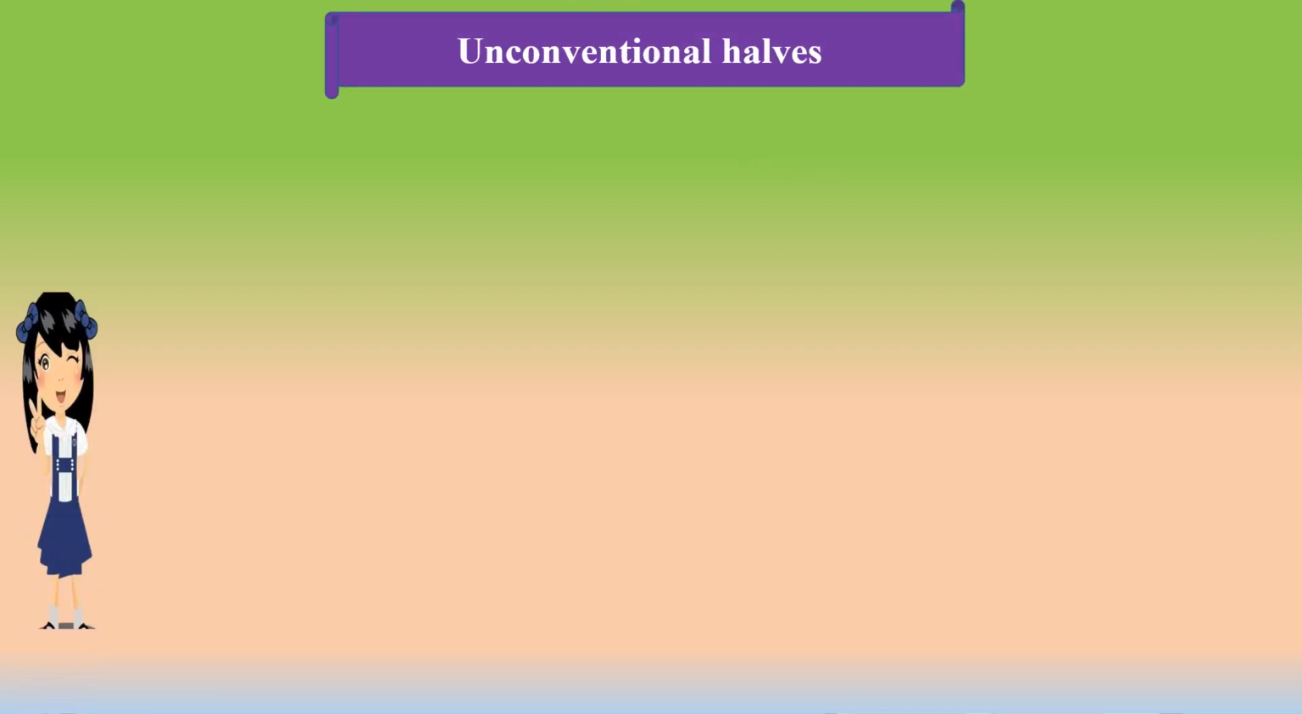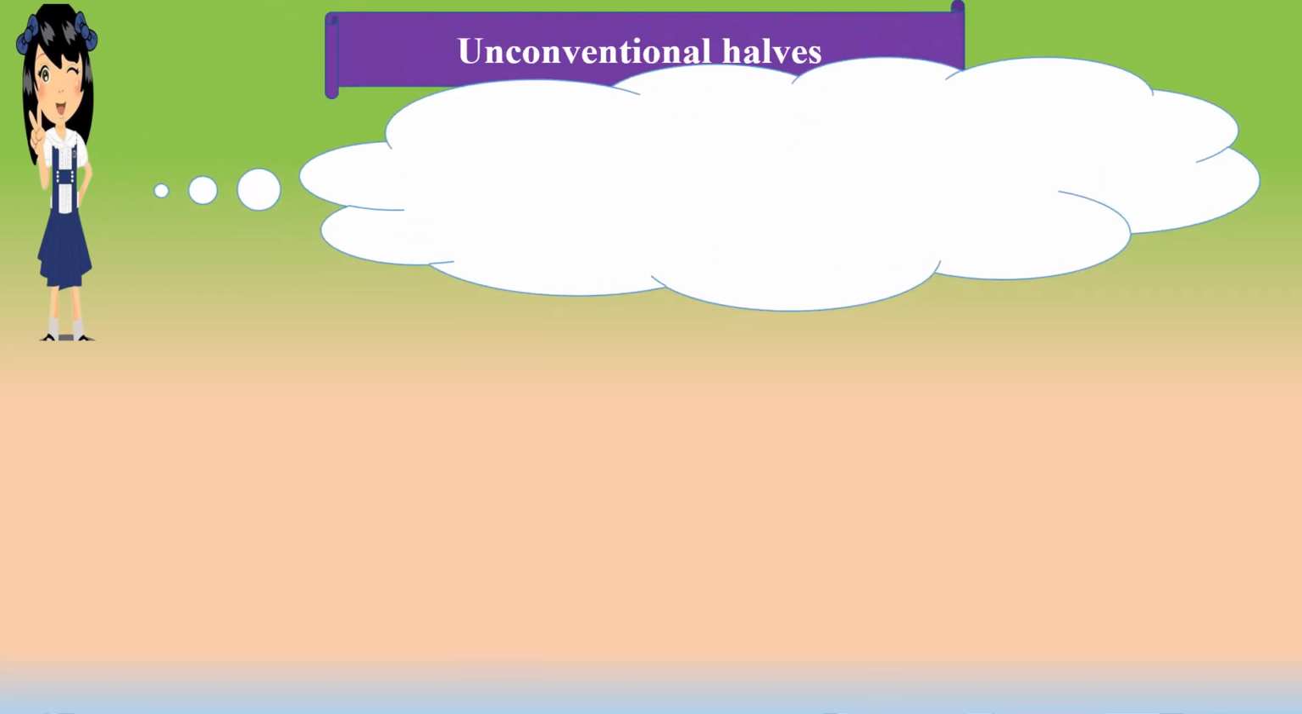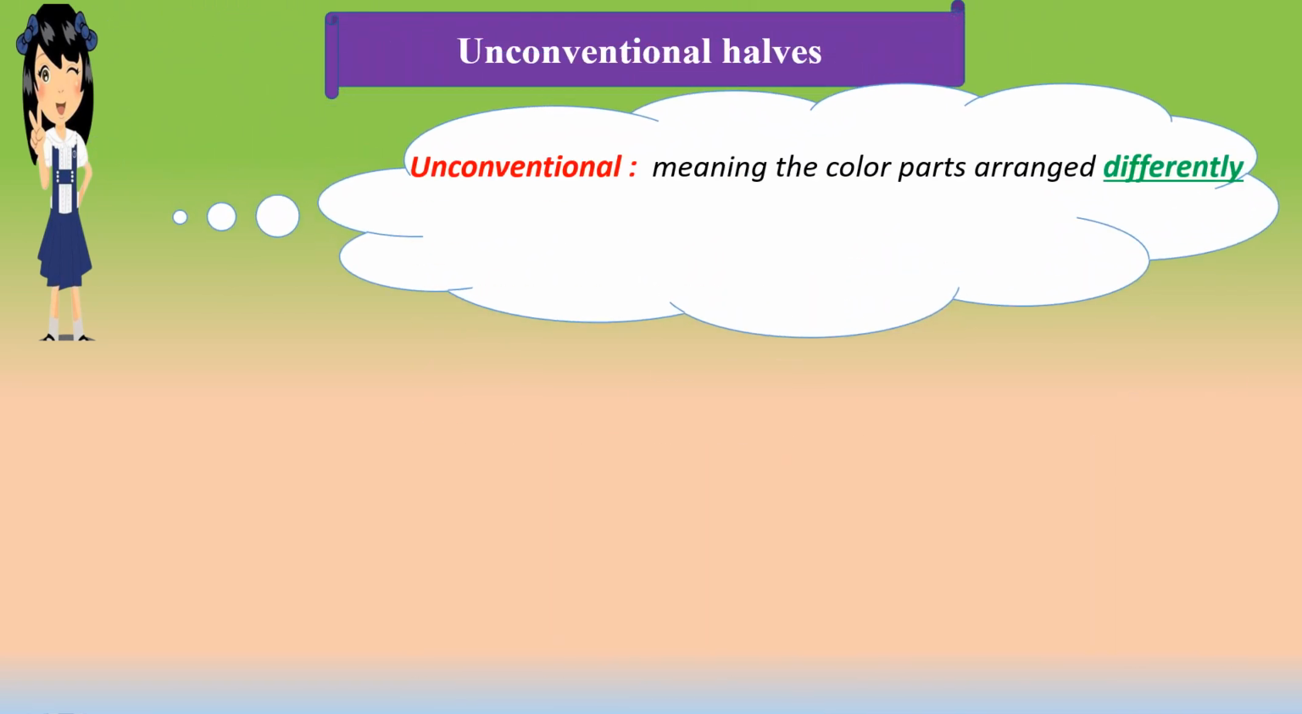Let's learn unconventional halves. What is the meaning of unconventional halves? Its meaning, the color parts arranged differently and not organized.